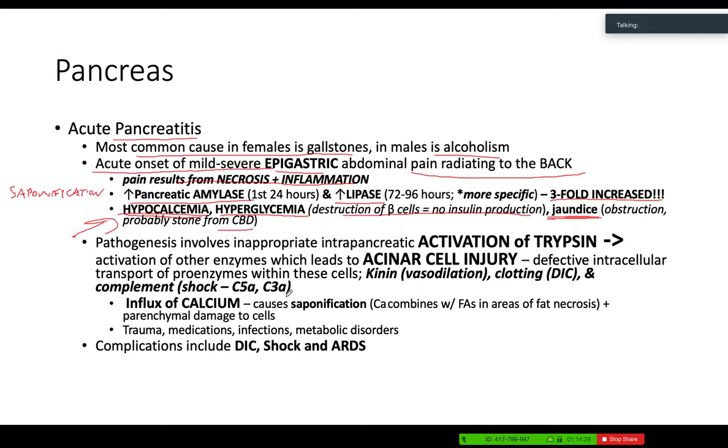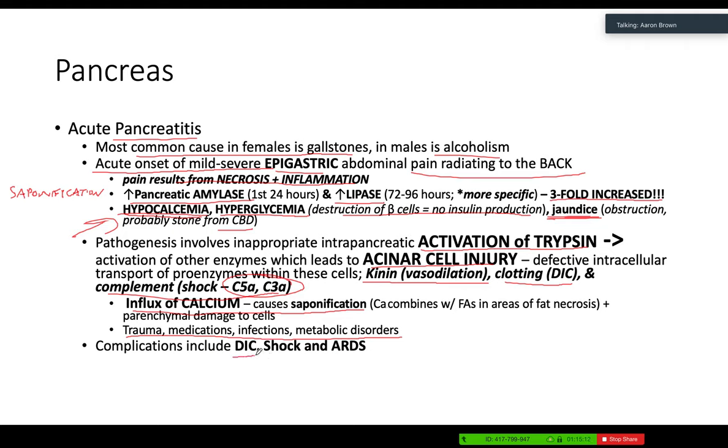Okay, great. So pathogenesis, we talked about this a few times, but that abnormal activation of trypsin, it should not be activated while still within the lumen of the pancreatic ducts. And so if you activate it early, it's going to start digesting the pancreas itself. This leads to cell injury, and you end up having kinin causing vasodilation, some clotting, which can lead to DIC, complement leading to shock from our anaphylatoxins, C5a, C3a. This influx of calcium, again, our saponification. Trauma, medications, infections, and metabolic disorders are all causes of pancreatitis.